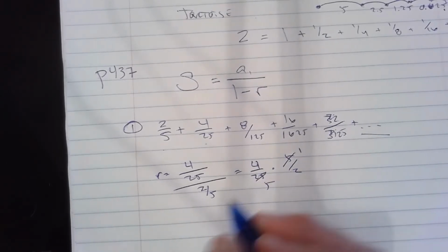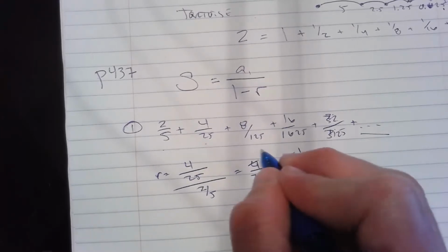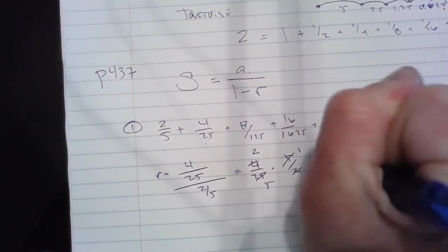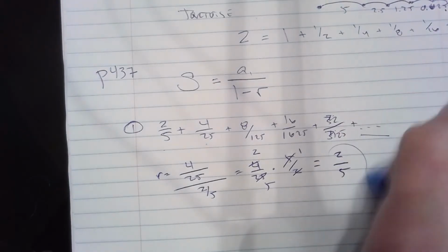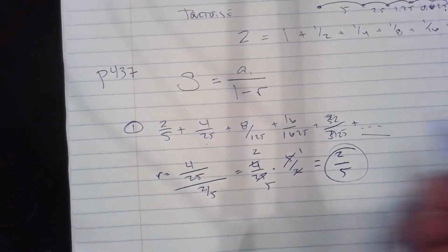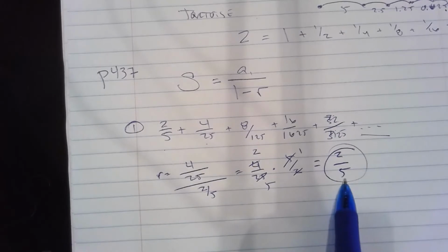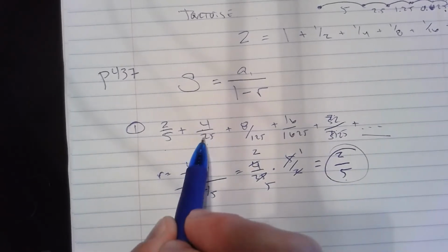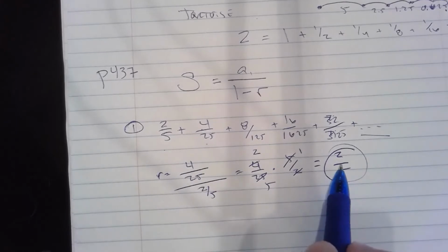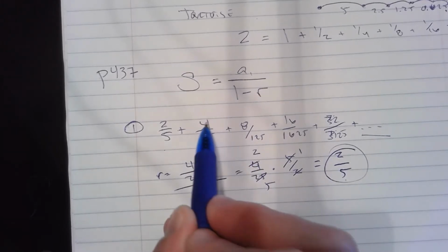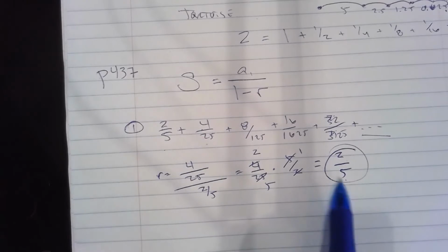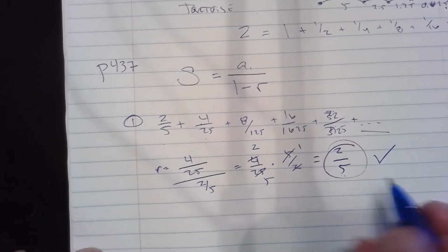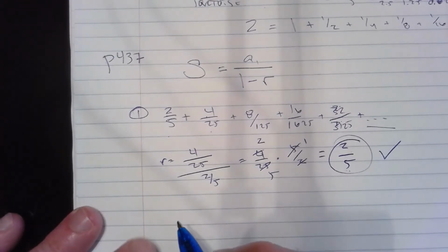5 goes into 25 5 times, 2 goes into 4 twice, so our common ratio is 2/5. Let's check our work though. 2/5 times 2/5 should be 4 over 25, and it is. 4 over 25 times 2/5 should be 8 over 125. 4 times 2 is 8, 25 times 5 is 125. So it's correct. Always check your common ratio, especially if you're shaky with fractions.